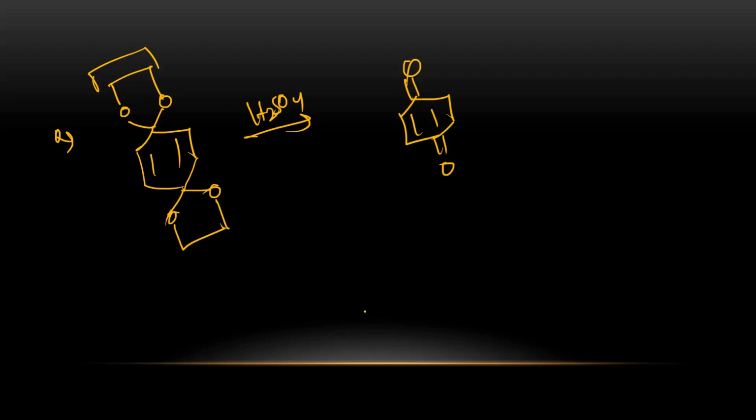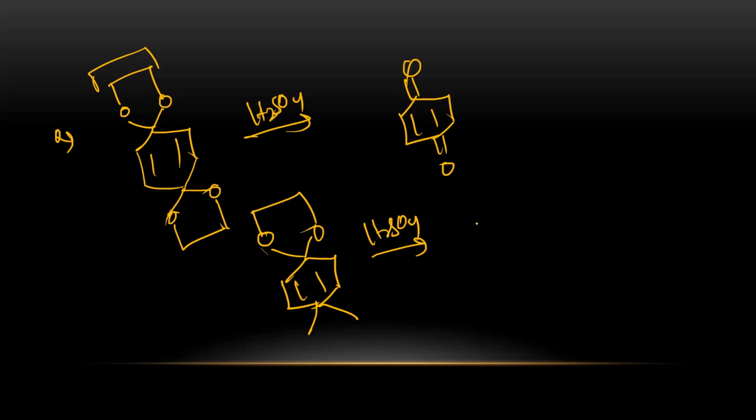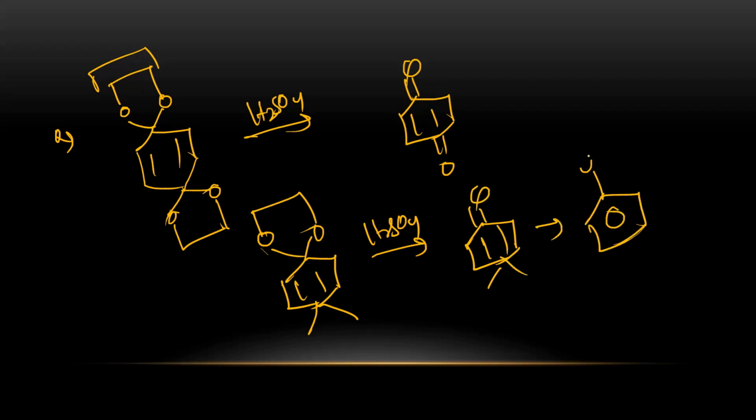Now if the question is this with H2SO4, then what will happen? First, it will make the dienone phenol rearrangement starting material, isn't it? Then first it will make double bond O, this, and after the rearrangement, we will be getting phenol and this, right?